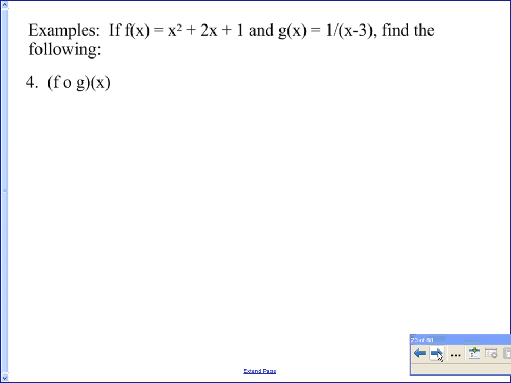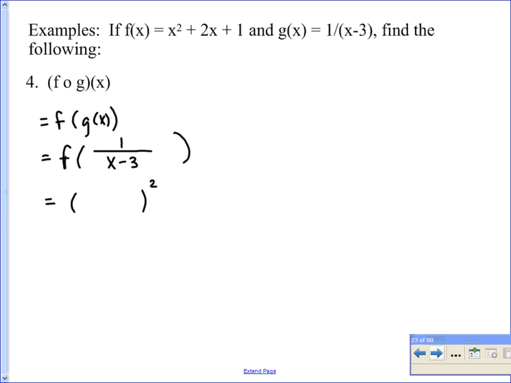Now we're going to take a look at f of g of x. So if I have f of g of x, I have f. G of x is going to be my inside function. And so I have f, and then I put in my g of x. So that's going to be 1 over x minus 3. Okay, and now that I have that, I am looking for f of 1 over x minus 3. So I go to my f and put, I'm just going to use parentheses everywhere I have an x. Okay, that is my f.